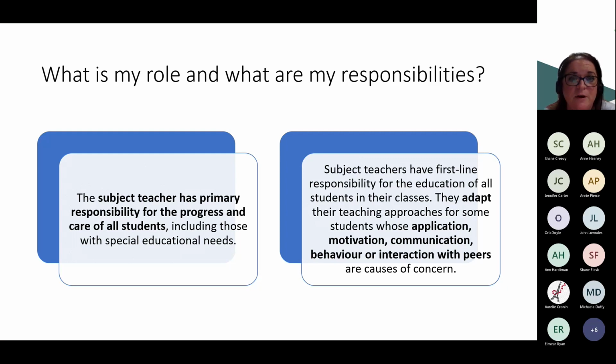Okay, so what is my role as a subject teacher? And what are my responsibilities? And again, the two quotes that I've left there on the slide, they come from the new model. They're taken from the 2017 guidelines. You'll also note here that causes of concern or need are referred to in broader terms like application, motivation, communication, or interaction with peers, rather than focus on specific categories of assessed need.